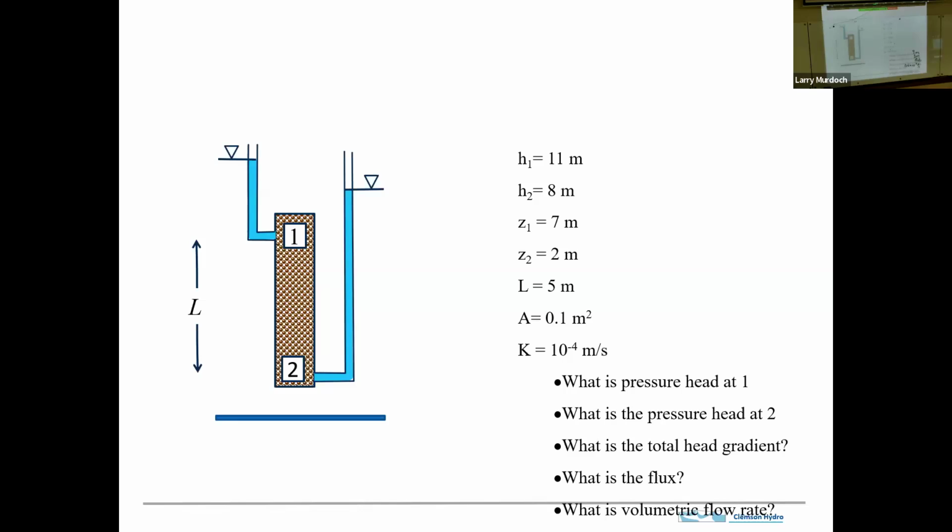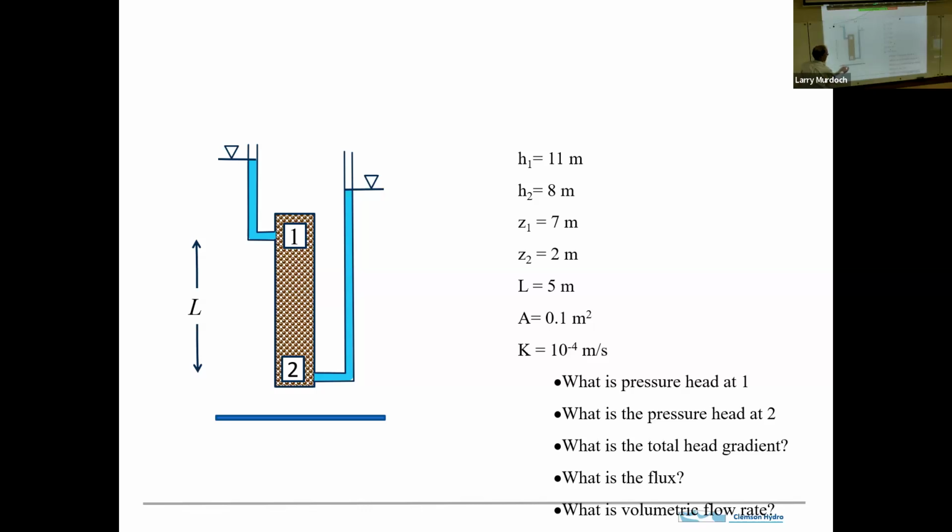So let's do this one. This is pretty similar to what we just saw, but it's changed a little bit. The heads are now here and here. So the direction of flow is down, right? Highest hydraulic head is here. Lowest hydraulic head is there.